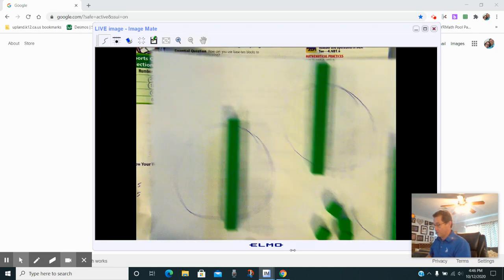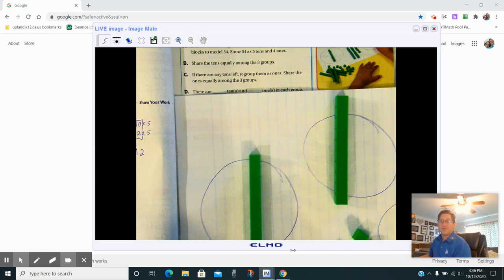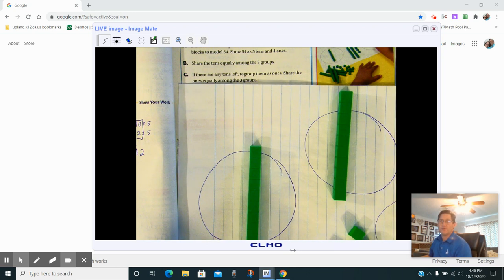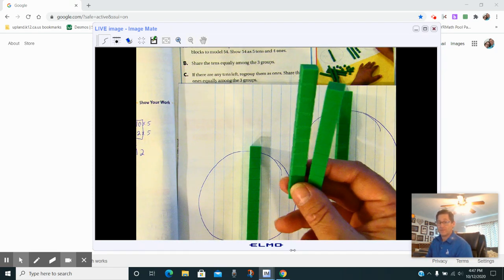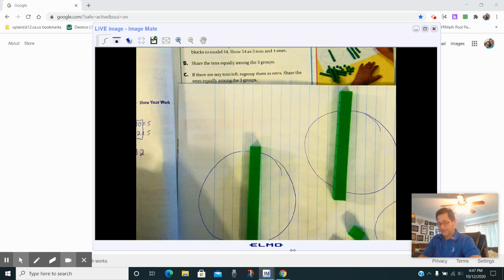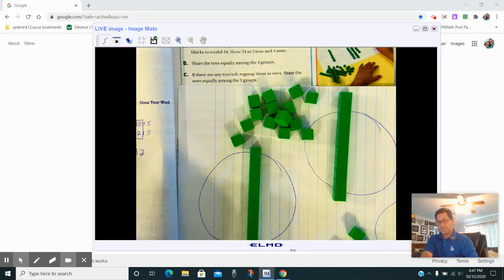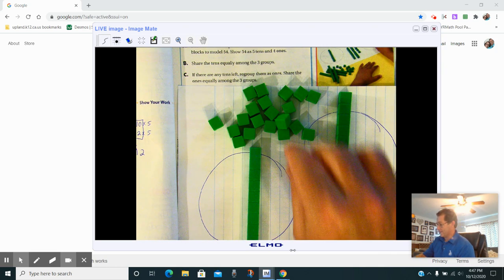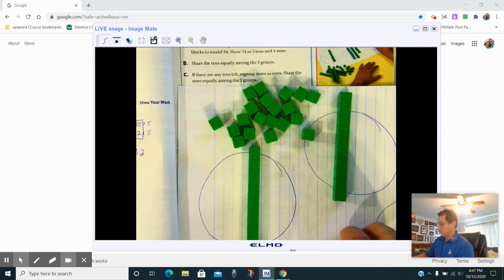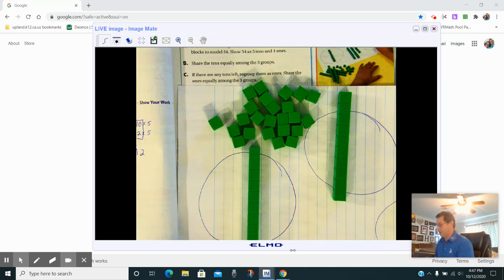So what are we going to do? If you get to step C, it says if there are any tens left, regroup them as ones and share the ones equally among the three groups. So we're going to take these two tens and trade them for 20 ones. So we now have 20 ones plus the 4 ones. So we have 24 ones to share.